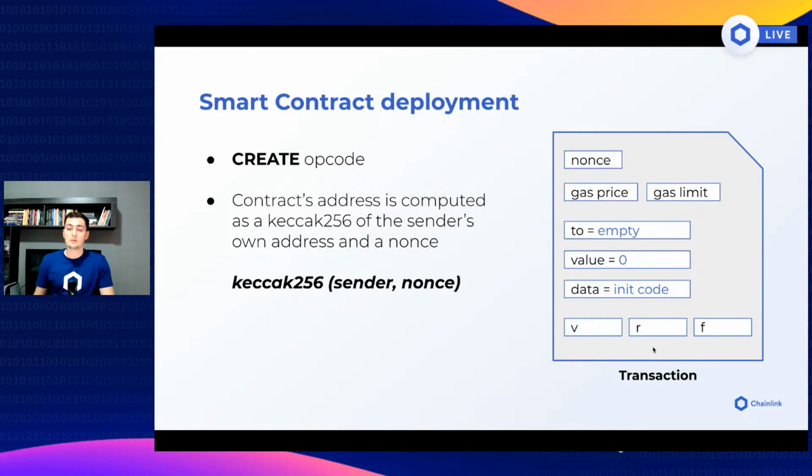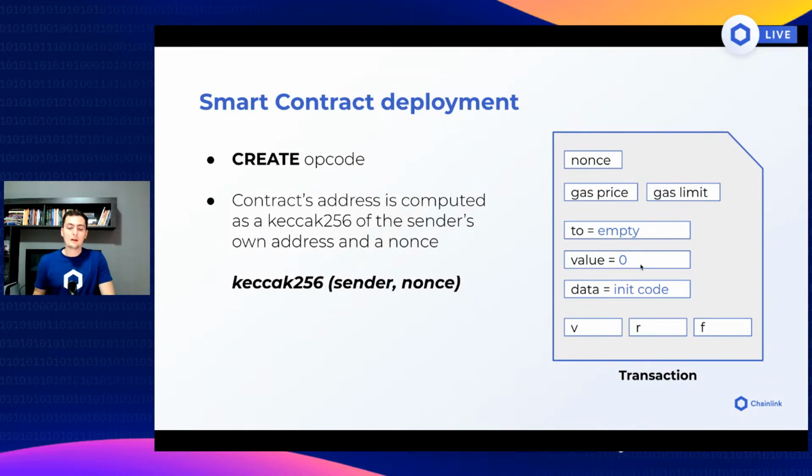V, R, S are just the parameters for signing transactions. Also standard stuff, but these three fields are really important and different from when you call a smart contract or send tokens to another external account, when you send Ether or any other native coin, like Matic for Polygon. It's different. So here, this field is the destination address, and it's empty because we are not sending money, coins, or tokens, we are deploying a new smart contract.